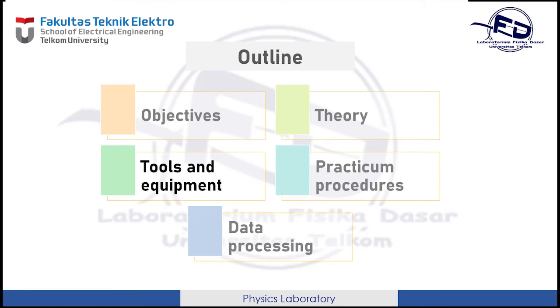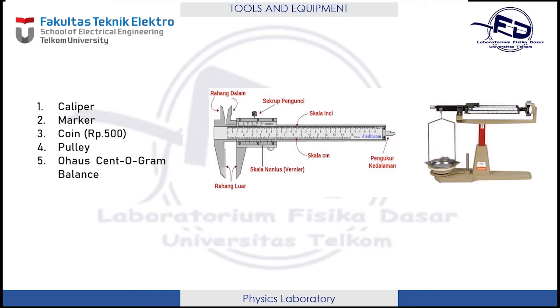Third outline, tools and equipment. In this practicum, we are going to need 5 tools and equipment. The first one is caliper, as shown in the first picture. Second, marker. 3, 500 rupiah coin. 4, pulley. 5, Ohaus centigram balance in the second picture.